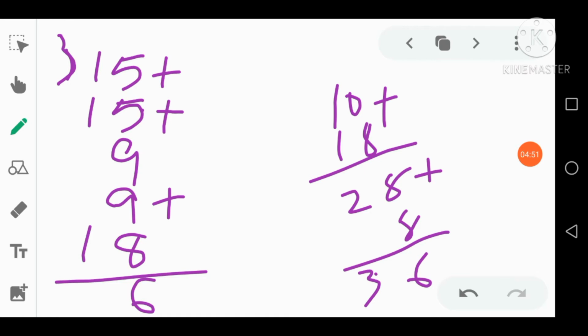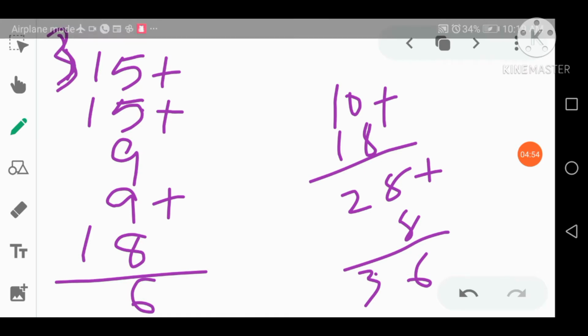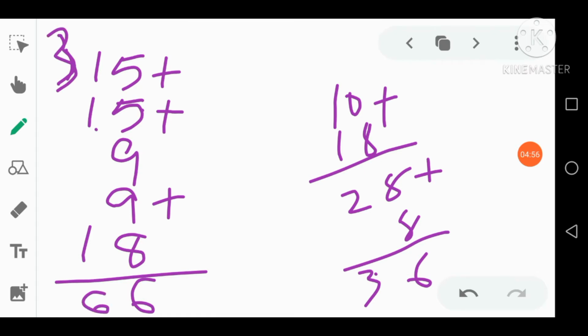So 6 is here, 3 is here. Then 3 plus 1, 4, 5, 6. So here you have 66. So this is the length of the boundary of Ganpat is equal to 66 meter.